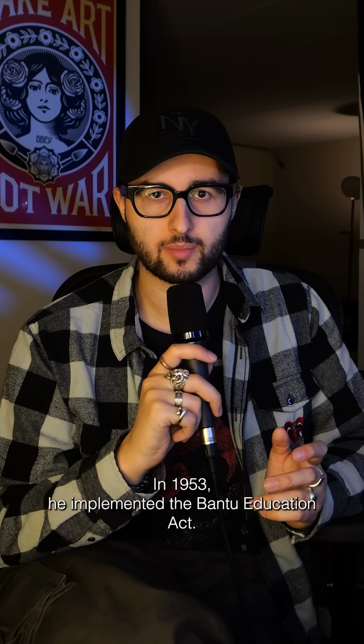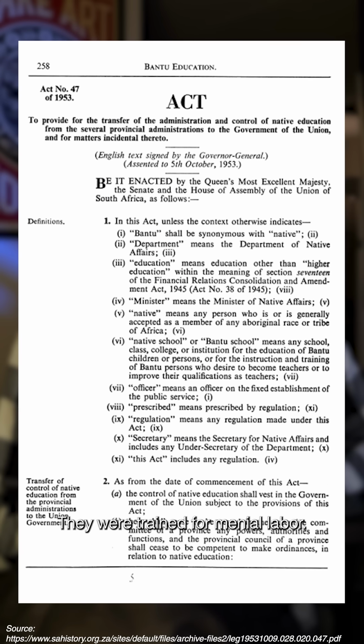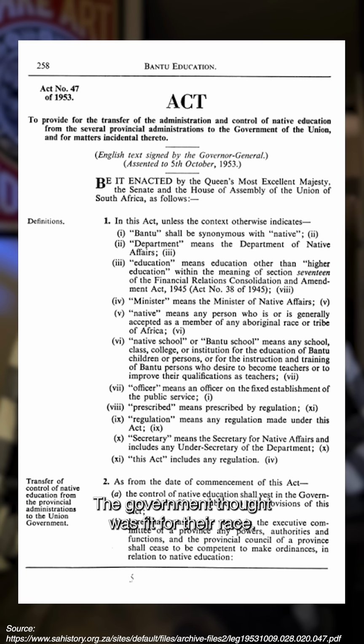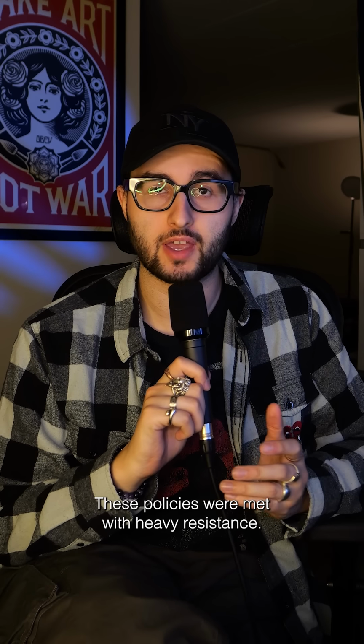In 1953, he implemented the Bantu Education Act. This was a state-run school that was required for black kids. They were trained for menial labor the government thought was fit for their race. He also implemented the Suppression of Communism Act. This defined communism as any opposition to the government. These policies were met with heavy resistance.